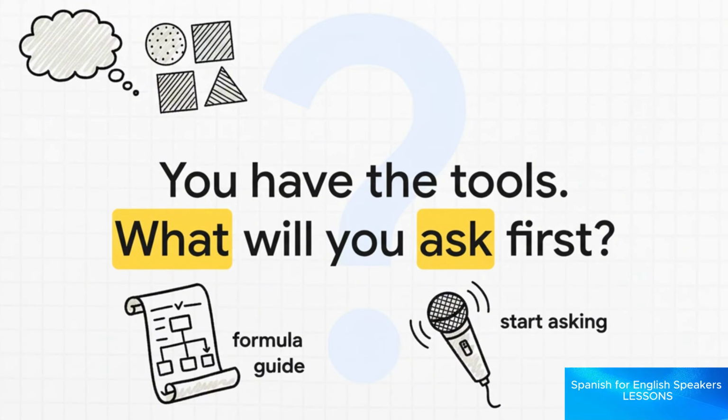So there you have it. You've got the 4 methods, you know the key rules to watch out for, and you have a simple formula guide. The only thing left to do is to go out there and start asking. So think about it. You've got the tools. What's the very first question you're going to ask in Spanish?